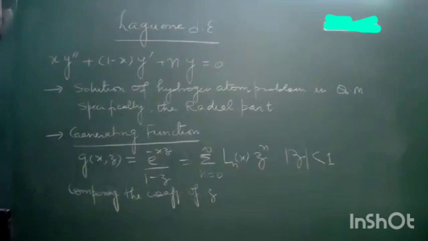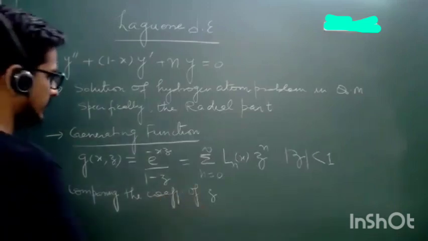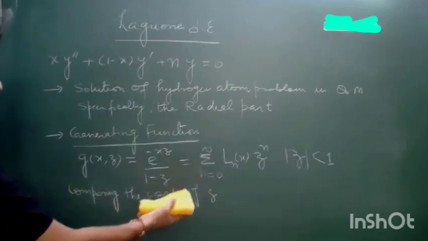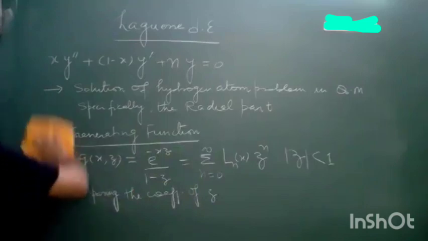So when you compare this, you get different Laguerre polynomials that I can give you. But before that, let me give you the Rodriguez formula for this. So this much is clear? Yes, sir. So this is the generating function, and we can compare the powers of z to get the different Laguerre polynomials.